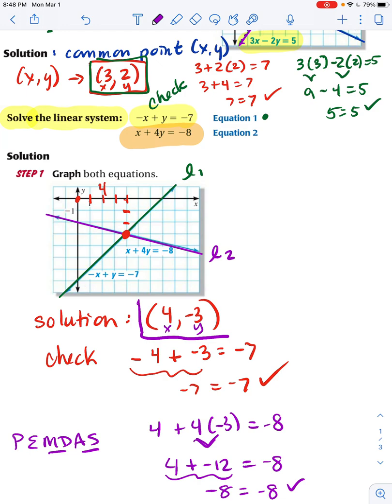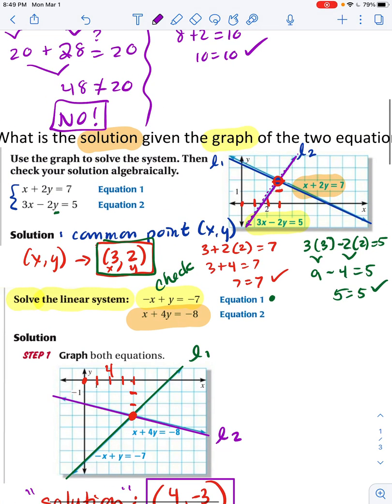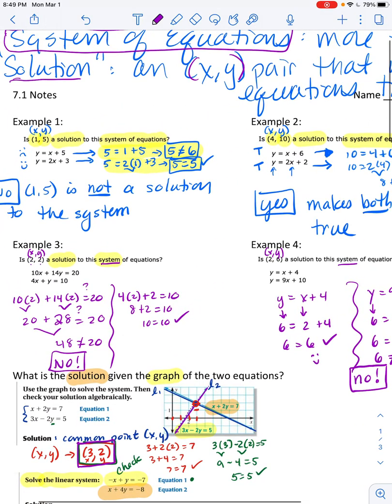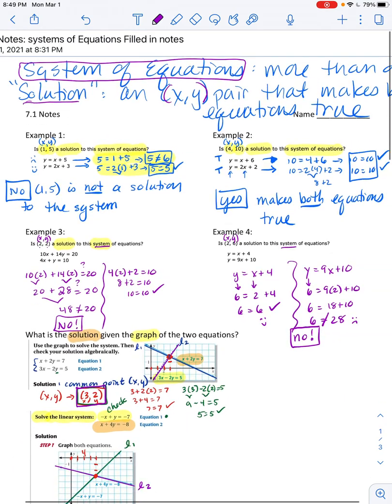So the answer is simply this part. Here is my XY coordinate pair that works for both equations, meaning that's my solution. In the previous problem, 3, 2, that is my solution. It's my common point. It's the XY coordinate pair that works in both. And then up here, this whole front top part is going to be the part that allows you to check your own answers and see if the answers you got are indeed solutions.